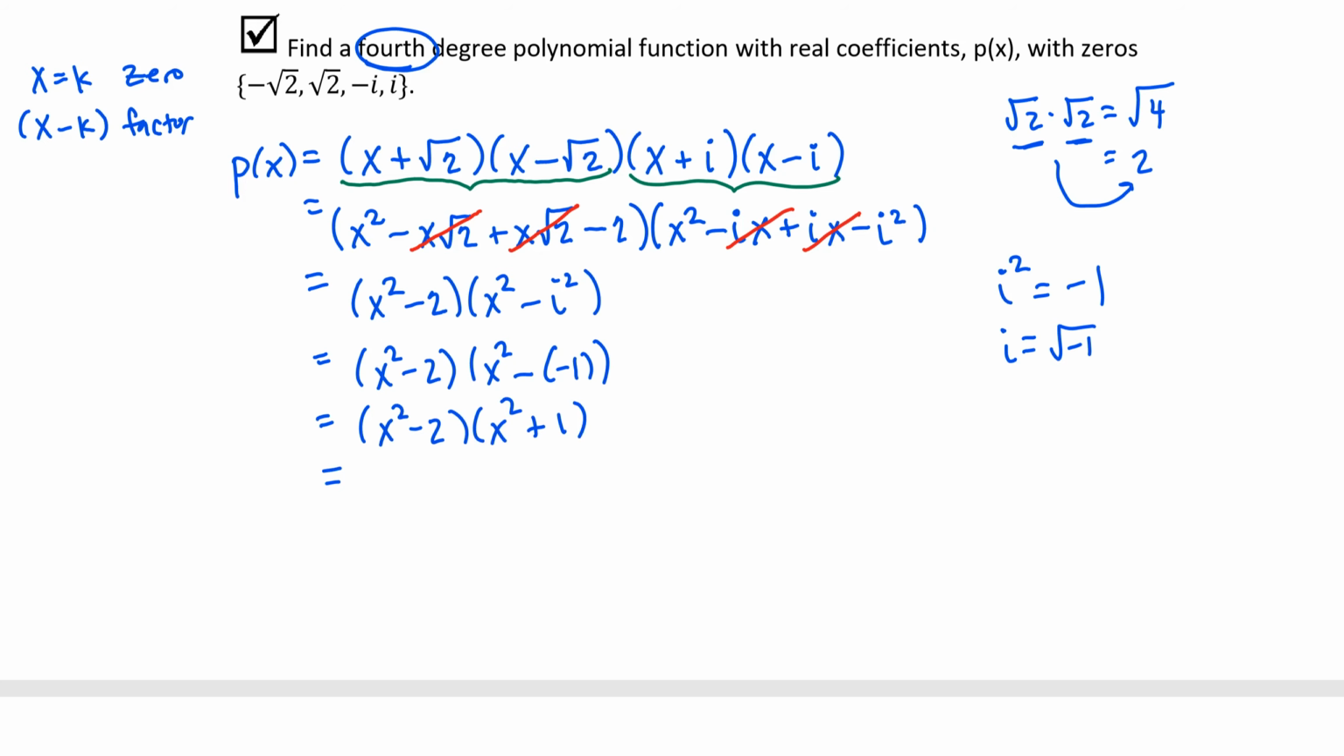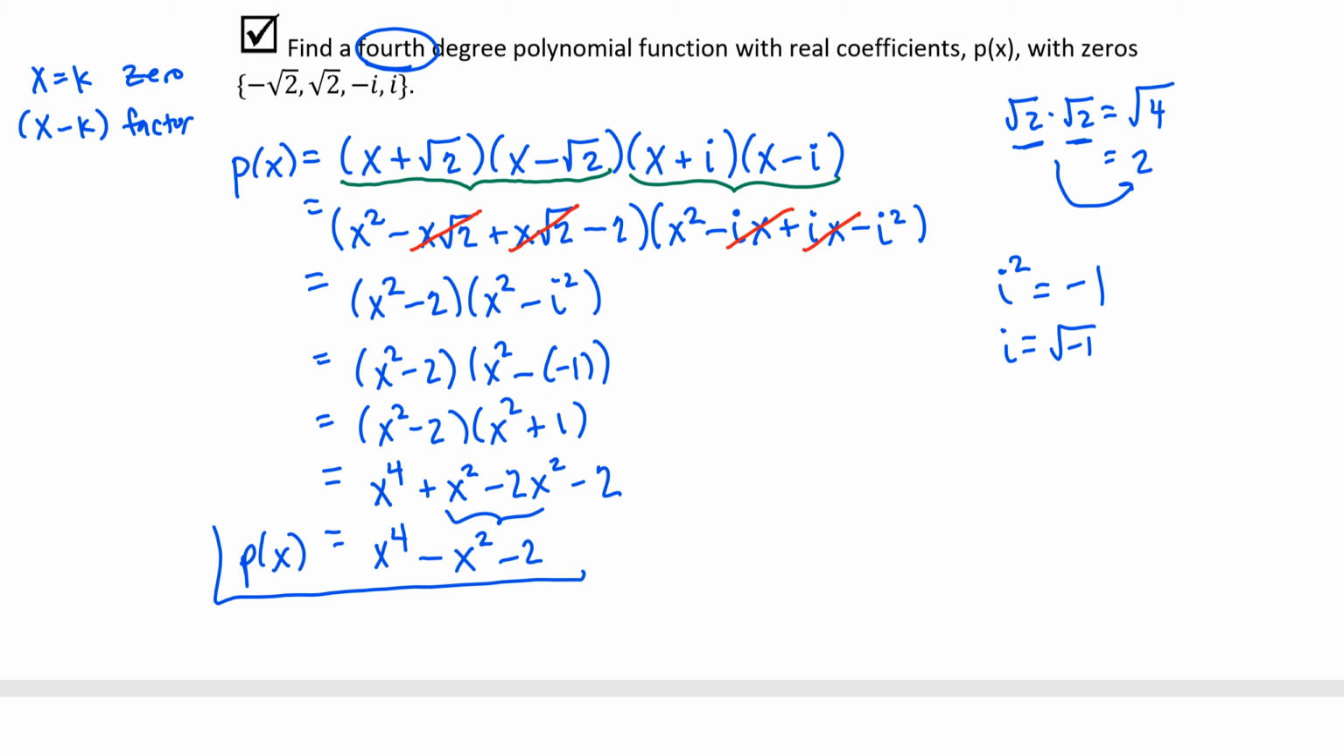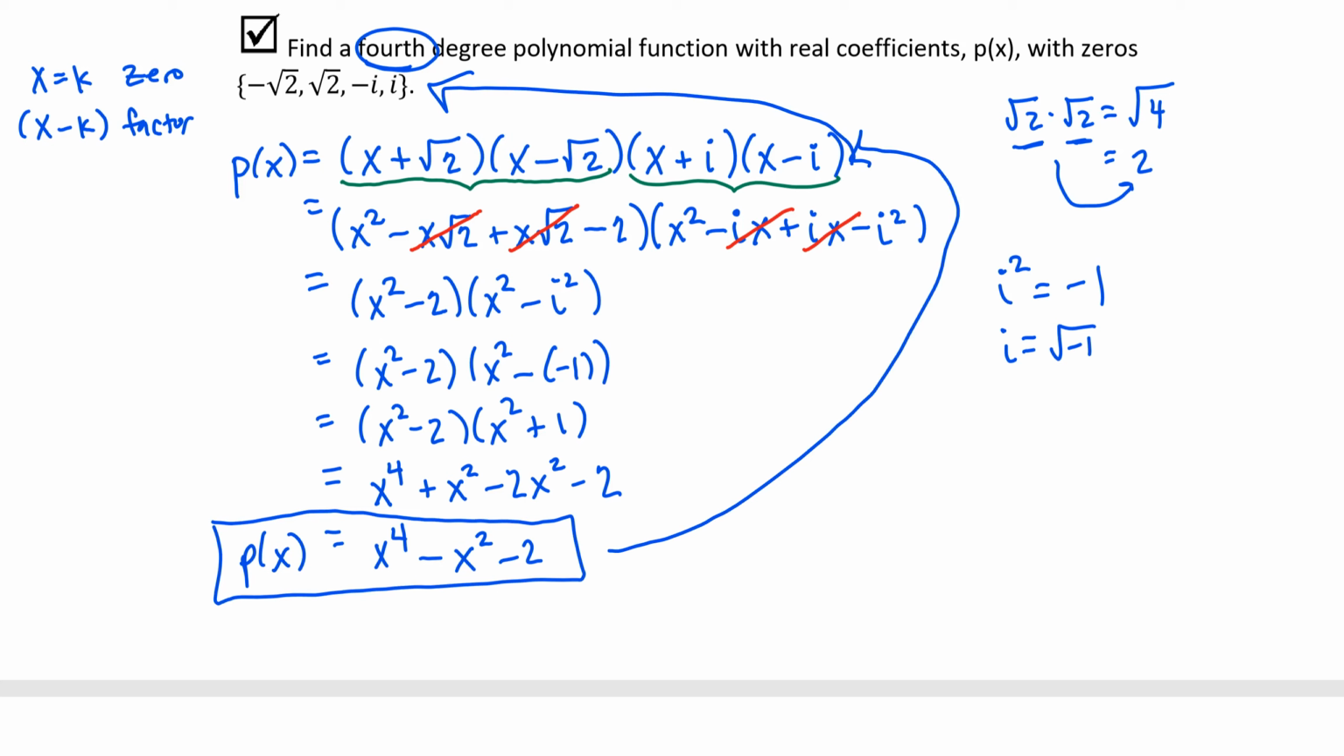But here's where we're going to see that this is a degree 4 polynomial. So the product of our first terms, x squared times x squared, gives us x to the 4th. Outside terms, we get plus 1x squared. Inside terms, minus 2x squared. And last, minus 2. Putting this all together, combining like terms here, we have x to the 4th minus x squared minus 2. So there is a 4th degree polynomial function where if we were to backtrack our steps and factor, we would end up with those 4 factors, and those 4 factors would give us those 4 zeros.